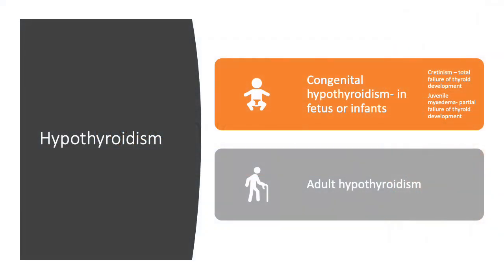There are two kinds of hypothyroid state we need to know. First one is the congenital hypothyroidism and the second one is adult hypothyroidism. Congenital hypothyroidism presents in fetus or infants. When the development of the thyroid is totally failed, it is called cretinism. When the development is partially affected, it is called juvenile myxedema.